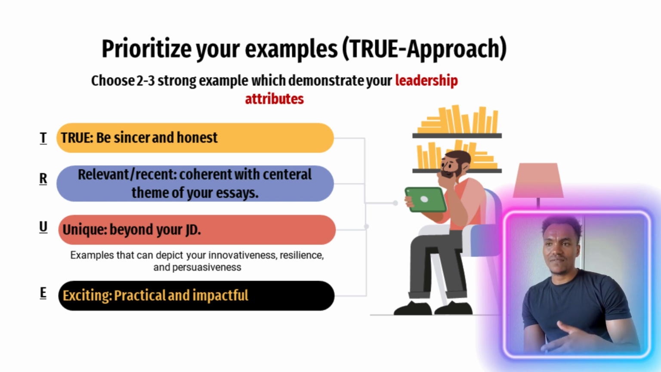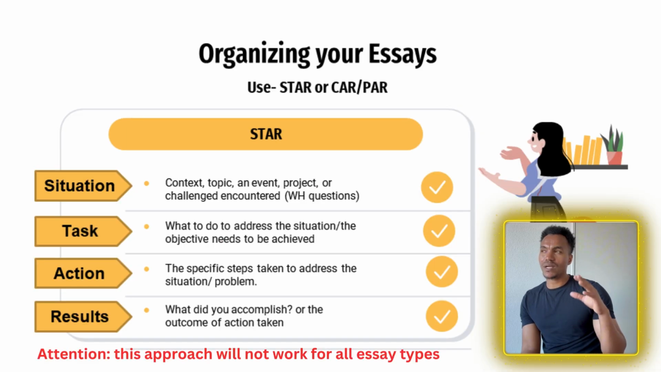The other is, after you pick your examples, mostly 2 to 3. You can write up to 3, or fewer than 3 examples. It depends on your preference. But when you craft, please try to use the STAR approach if you can. Some people also recommend CAR, and others say PAR.